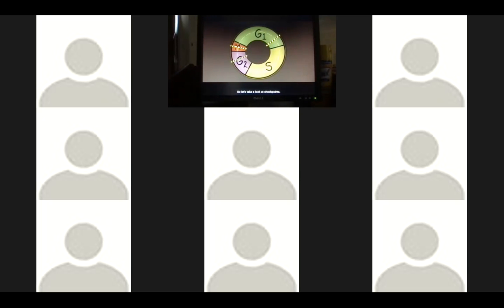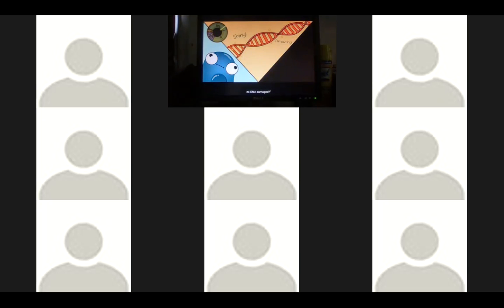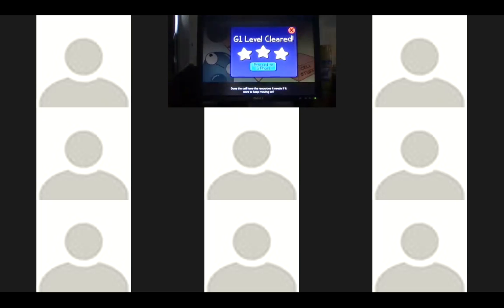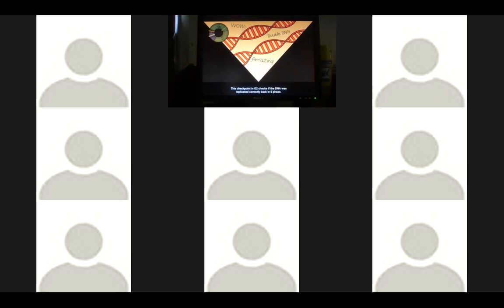So let's take a look at checkpoints. We've got one here in G1. This checkpoint checks, is the cell growing well enough? Is its DNA damaged? Because if it is, you definitely don't want it to move on to S phase, where it would replicate DNA. Does the cell have the resources it needs if it were to keep moving on? This checkpoint in G2 checks if the DNA was replicated correctly back in S phase. Is it growing well enough? Does it have the resources it needs to continue?